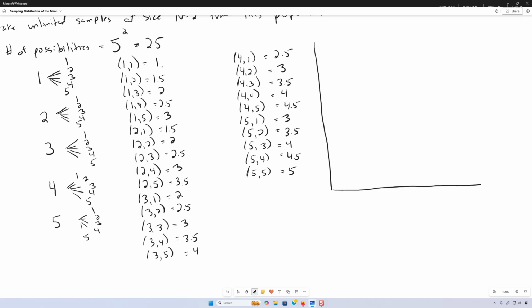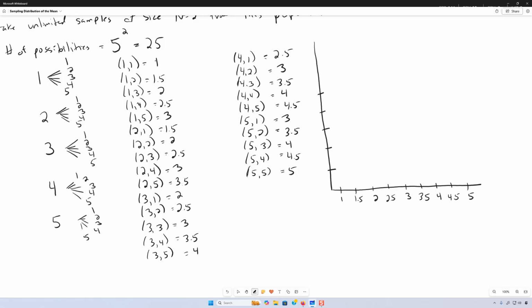So what are our values? 1, 1.5, 2, all the way to 5, right? So we have 1. Obviously, I'm not an artist on here. 1, 1.5, 2, 2.5, 3, 3.5, 4, 4.5. I think that's all the values here, right? And now we're going to plot frequency. Let's do 1, 2, 3, 4, I think 5. I don't think we have anything more than 5 here.